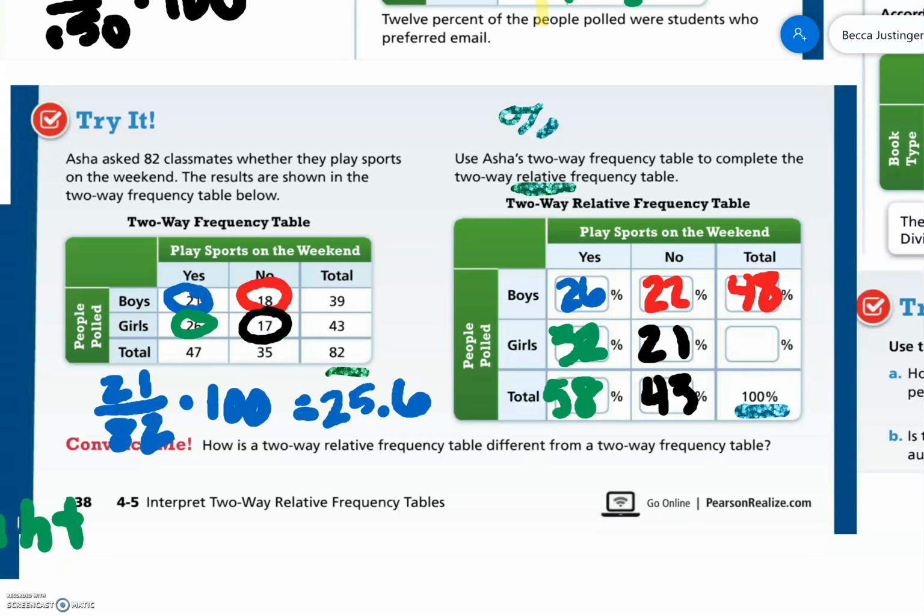53. Okay, now you might be saying, okay, Ms. Dressinger, you said you have to be able to check. 48 plus 53 actually gives us 101. And same thing here, 58 plus 43 gives us 101. That's just the issue of rounding. As long as you're very close to 100, you'll be okay.